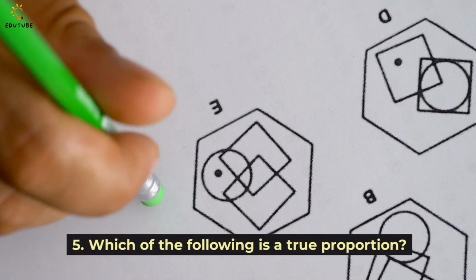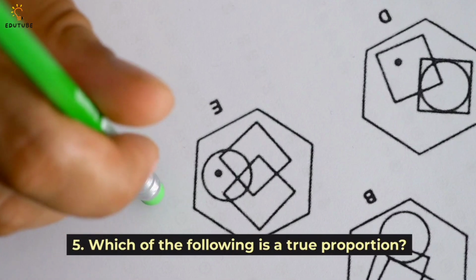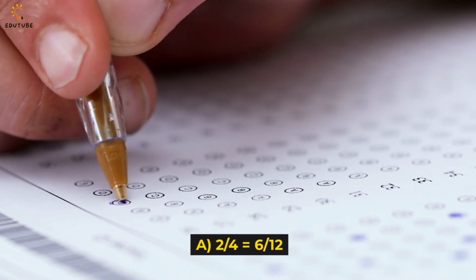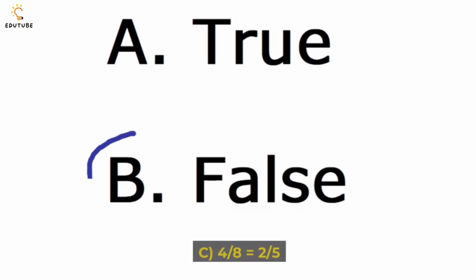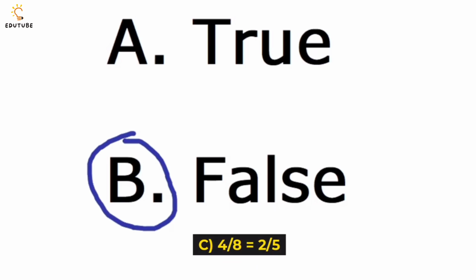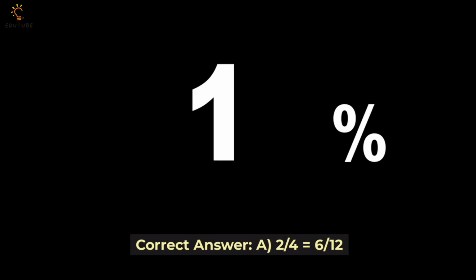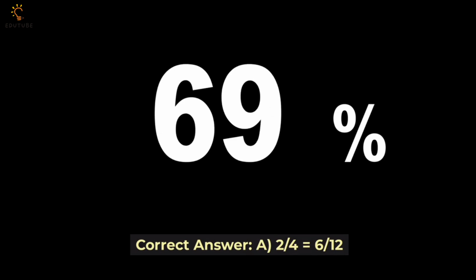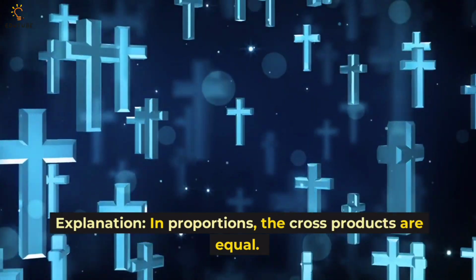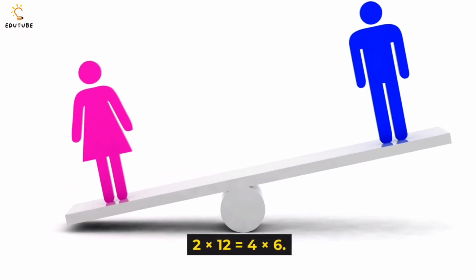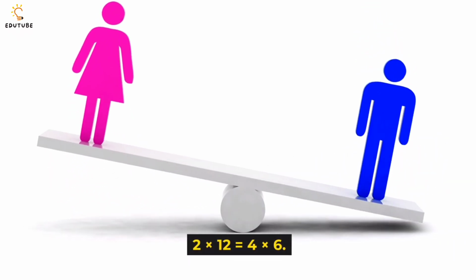5. Which of the following is a true proportion? A. 2/4 equals 6/12. B. 3/5 equals 8/12. C. 4/8 equals 2/5. D. 5/7 equals 6/8. Correct answer: A, 2/4 equals 6/12. Explanation: In proportions, the cross products are equal. 2 times 12 equals 4 times 6.